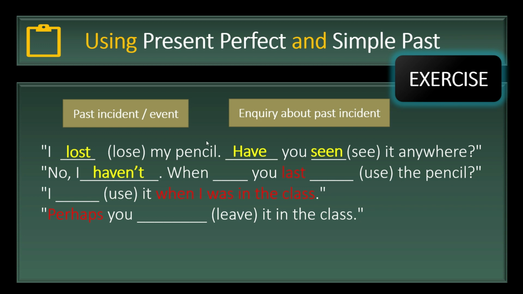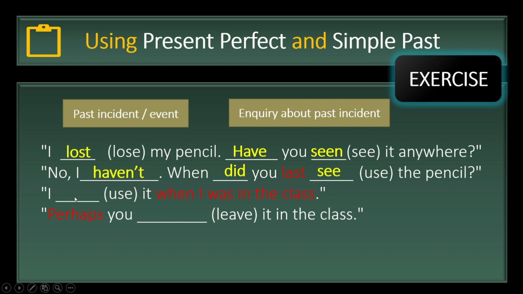Now look at this here. Again, when is the key word in the next sentence. Here the speaker wants to know a specific time of action. And there is another time reference word, last. So these two words suggest that this sentence should be in simple past tense. So use is the verb here. And how can we begin a simple past tense question? With did. Did and V1. When did you last use the pencil?